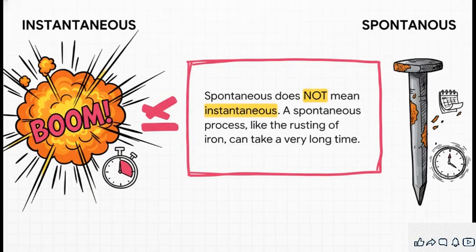And okay, this is a huge misconception we need to clear up right now. Spontaneous does not mean fast. An explosion? Yeah, that's spontaneous, and it's pretty much instantaneous. But you know what else is a spontaneous process? Rusting, and that can take years. The timing doesn't matter, it's all about the direction.